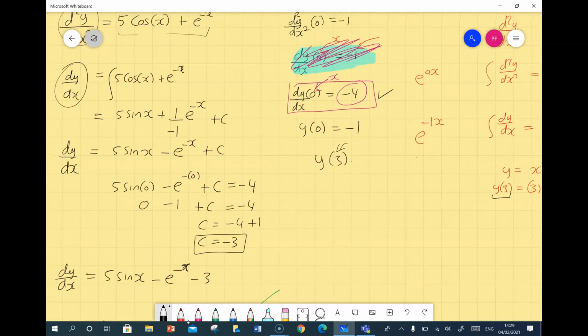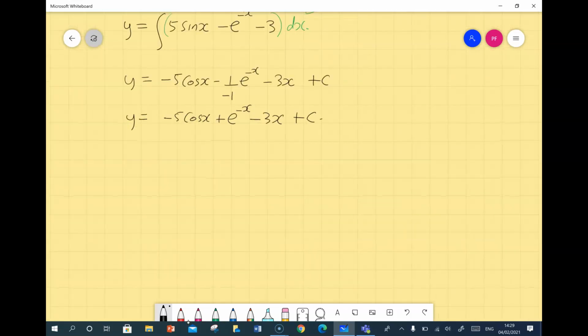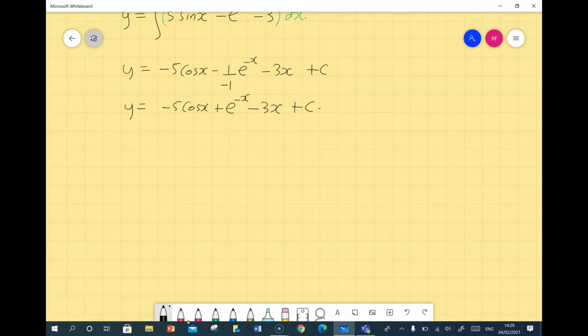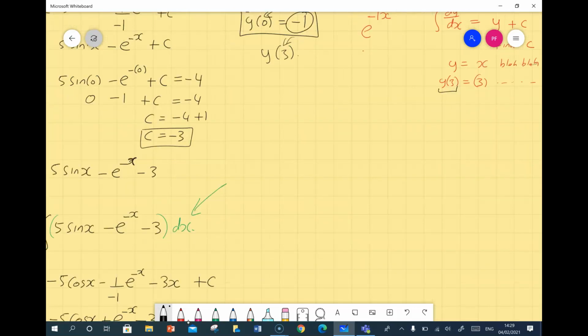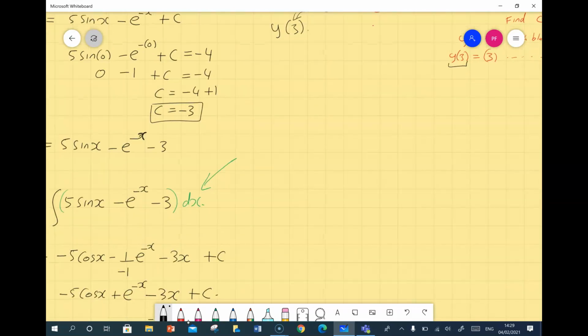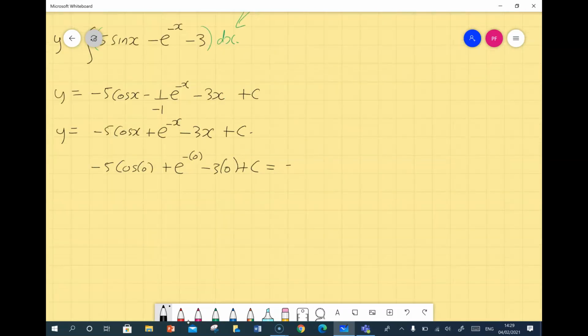So if we have a function in y, and I let x equal 0, the whole function should equal minus 1. Okay, so they're saying let x equal 0. So minus 5 cos of 0 plus e to the minus 0 minus 3 times 0 plus c, then that whole function should equal, and I've forgotten already what they said, negative 1. Okay, let's double check that. Negative 1, that's correct.